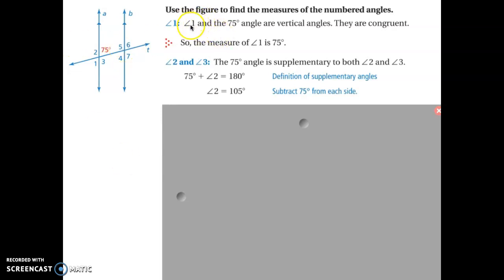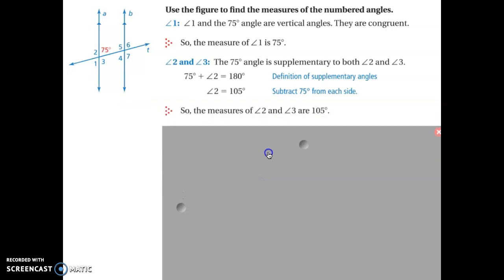So we started with knowing that angle 1 is a vertical angle to that 75 degree, and so they are congruent. If they are congruent, that means that angle 1 is 75. And that means that angle 2 and angle 1 have to equal 180, so angle 2 is 105. That's, I think, where we left off.